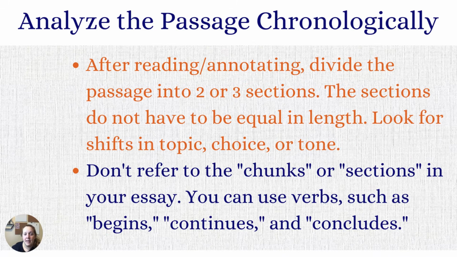Another tip is to analyze the passage chronologically. So chronologically means that we're examining it in order. This helps because we're actually following the writer or speaker's line of reasoning. So after you've read and annotated the passage, divide the passage into 2 or 3 parts. So for example, you could think of it as the first half and second half, or the beginning, middle, and end. Look for shifts in topic, choice, or tone, and remember that the sections do not have to be equal in length.